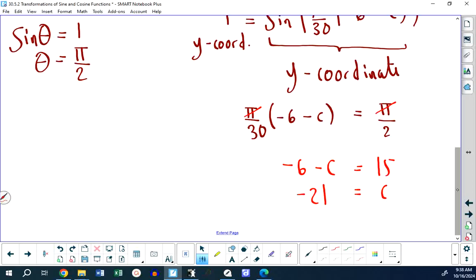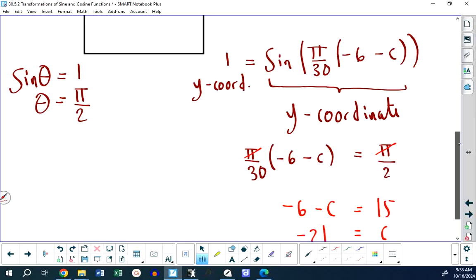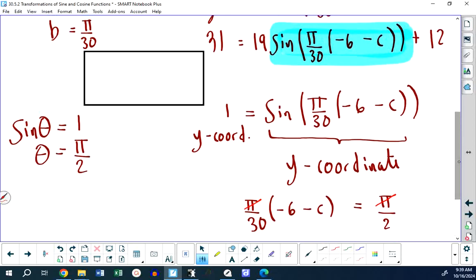Just to take this to a different level, if you take negative 6 minus negative 21, you get 15. 15 over 30 is 1 over 2. You get pi over 2, and sine of pi over 2 is 1. So C is negative 21, which means our equation is going to be y is equal to 19 sine pi over 30 times x minus negative 21, plus, was it 12? 12.